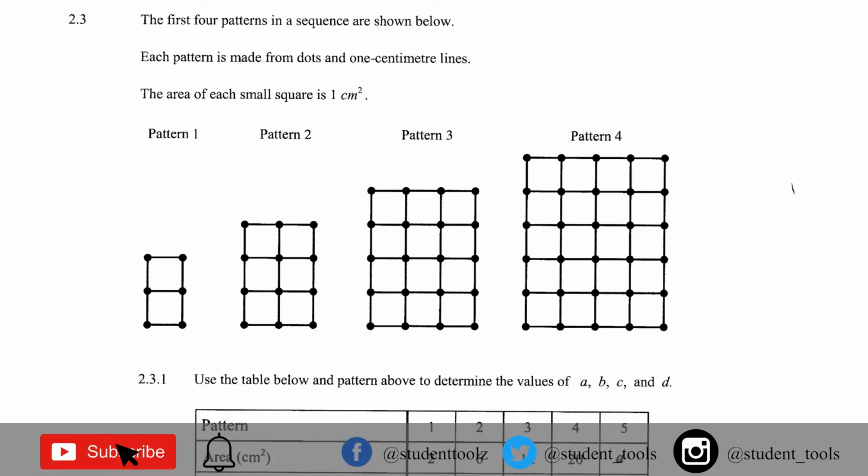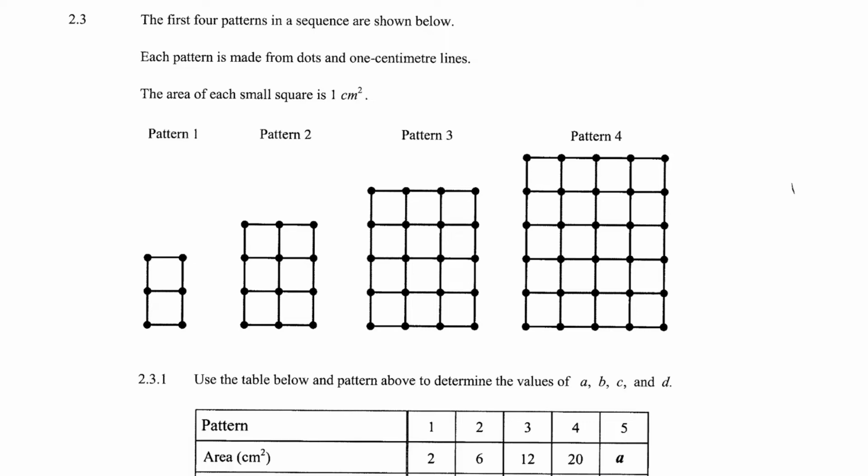2.3. The first 4 patterns in a sequence are shown below. Each pattern is made from dots and 1 centimeter lines. The area of each small square is 1 centimeter squared. So we have these patterns, and below we have 2.3.1, which says use the table and the pattern above to determine the values of A, B, C, and D.